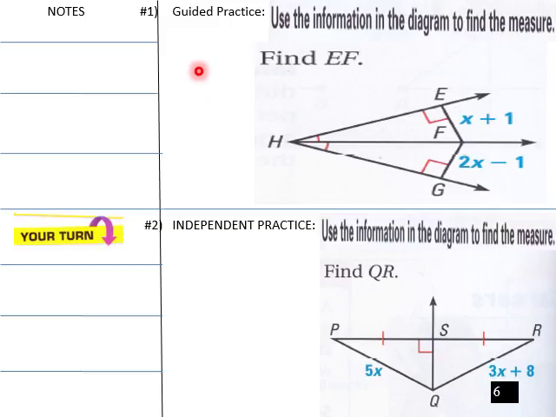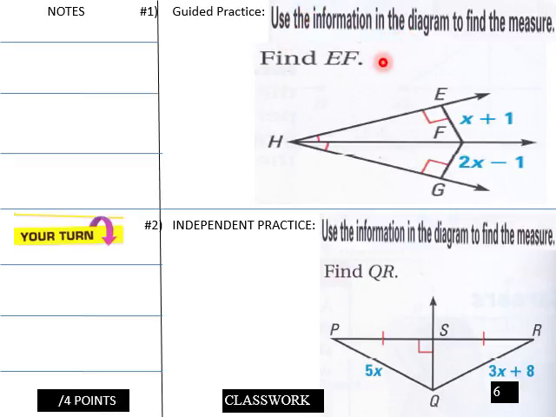Okay, our first guided practice here, students. Teachers, give your students about 5 to 6 minutes to solve these two questions. Use the information in the diagram to find the measure of EF. And then down here, find QR. Use the information in the diagram to find this measure.